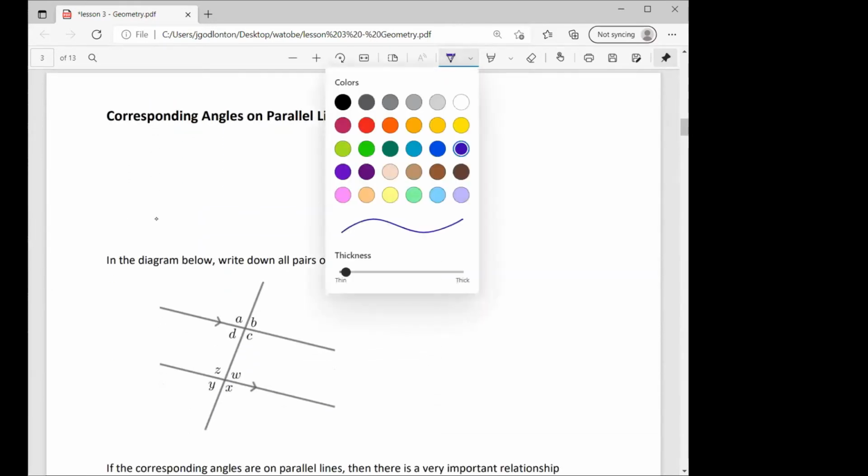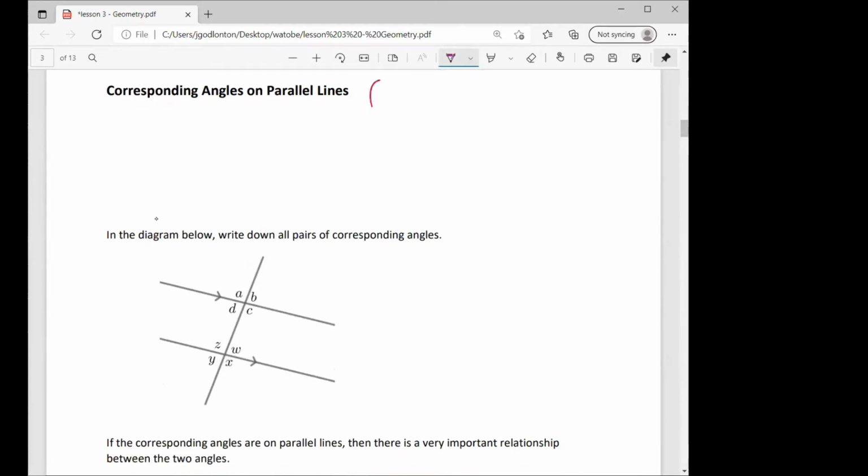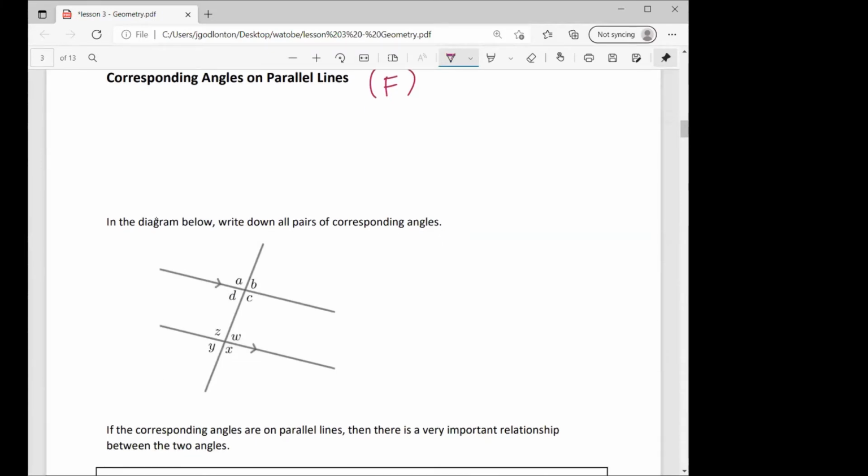Okay, so corresponding angles, like we've just spoken about, that's when we are looking for our F. So this is what we're thinking of when we're thinking of corresponding angles. And here we have our parallel lines. So this line is parallel to this line. I'm going to tell you one set of corresponding angles, and then I want you to tell me some others. So I can see here that X would be equal to C.